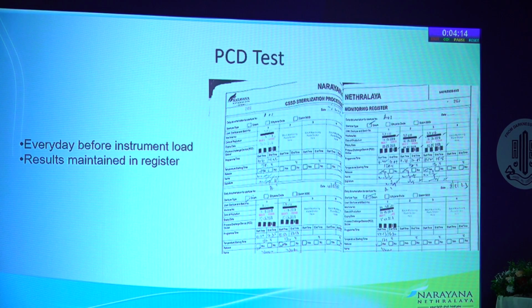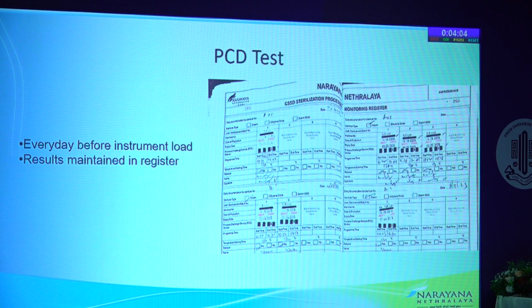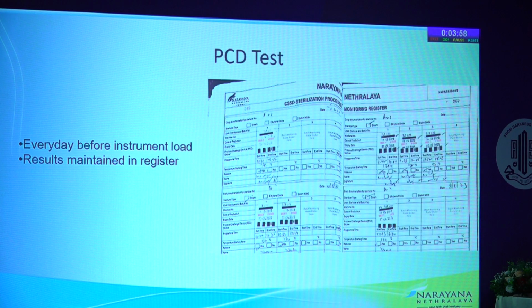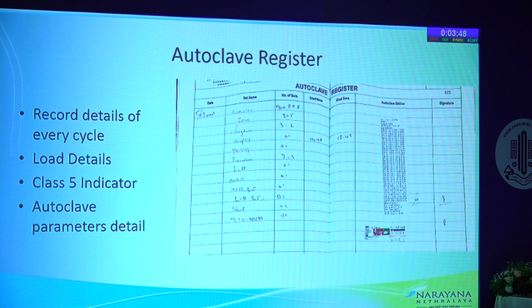Similarly, we do a PCD, like Helix; for one we have a different one. So PCD also is run in every load, and then it is maintained in the register. So this is our CSSD measure. This is only going to take this, and other parameters will be mentioned. So this is where you can go back and check for each and every cycle what the parameters were, and wherever your machine or ETO machine is giving a printout, please prefer the printout. That record is actually good to maintain and to troubleshoot. So this is our autoclave register.